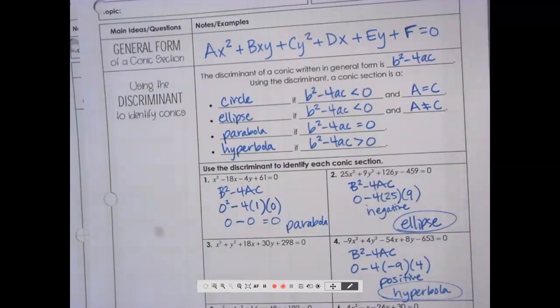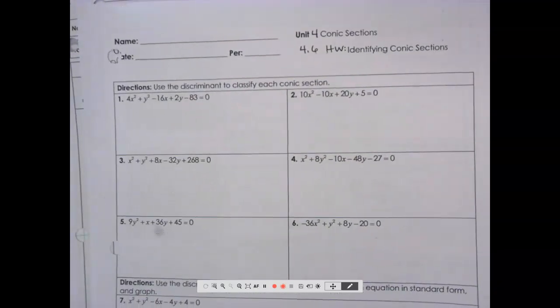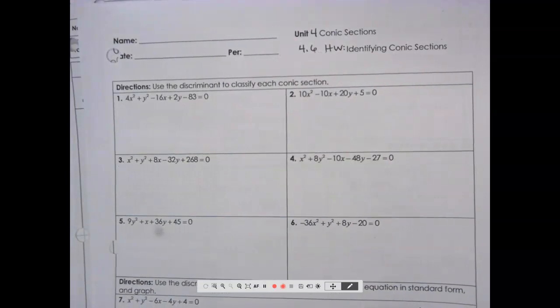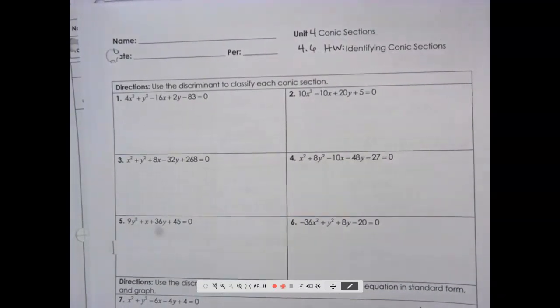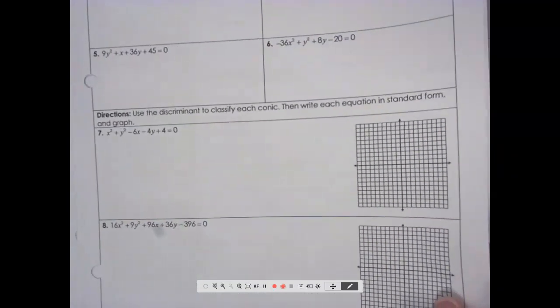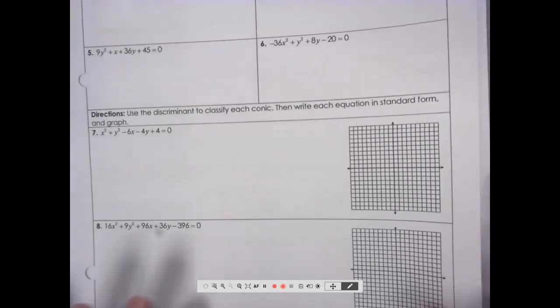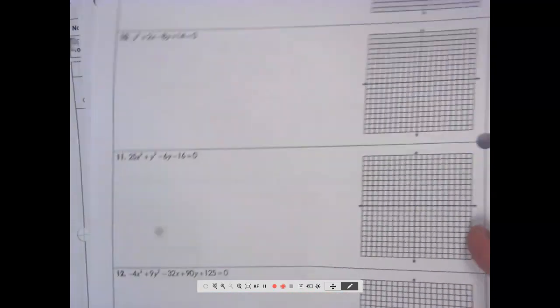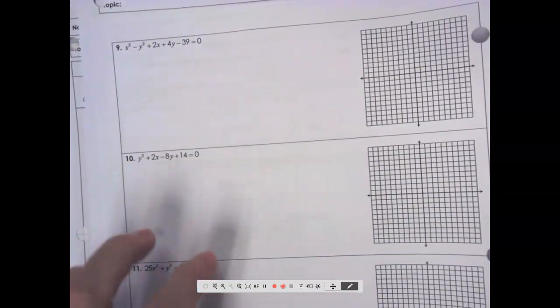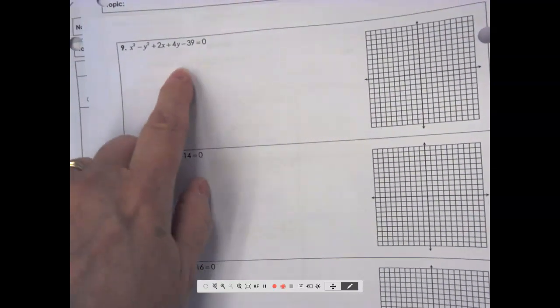Then I'm going to give you these problems where you decide what this represents, either by analyzing it or using the b squared minus 4ac. All right, now listen up, pay attention, and this addresses your question. There is other stuff here. Graph it, find out, put it in standard form, etc. You don't have to do that unless you want extra practice. All you need to do with these is identify what they are.